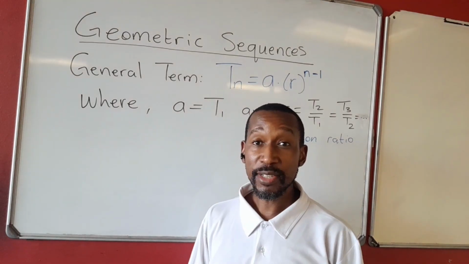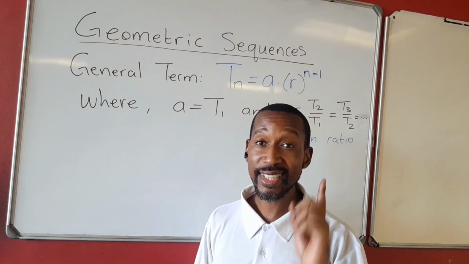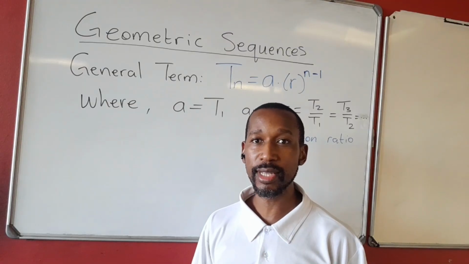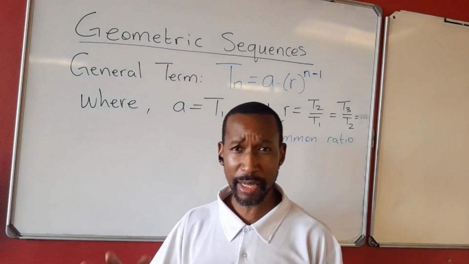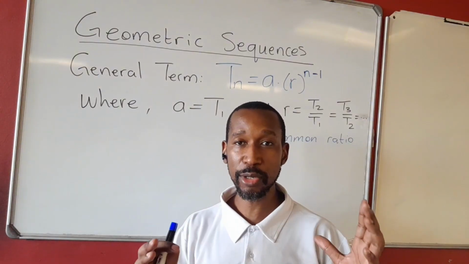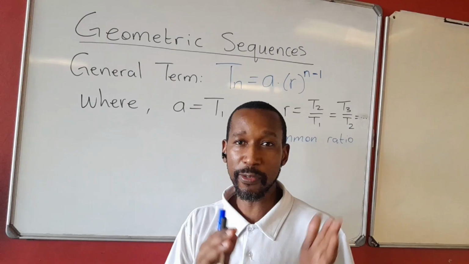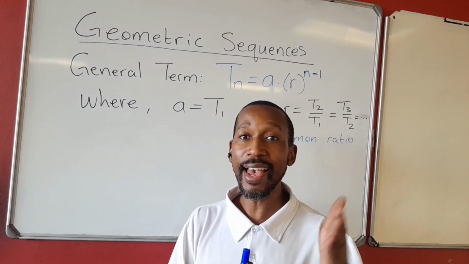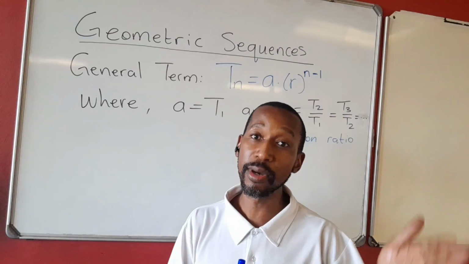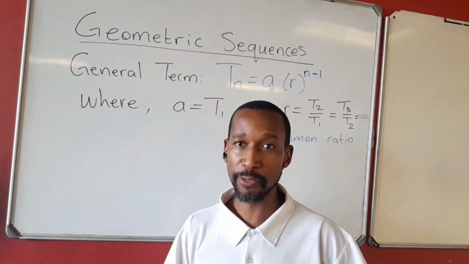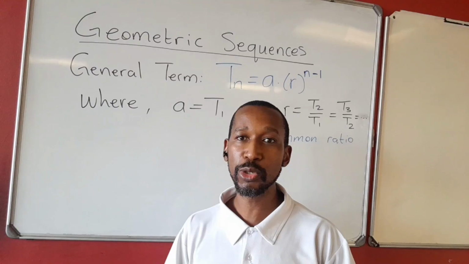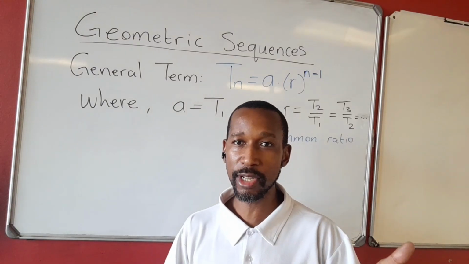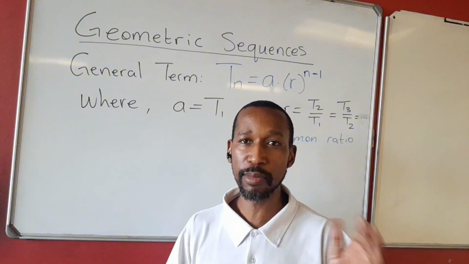Hi, in this video we are going to talk about geometric sequences. Now geometric sequences are different from arithmetic ones, because arithmetic sequences are number patterns in which, from the first term to the next term, we are adding or subtracting a particular number continuously, and it's the same number. For example, 2 plus 2 is 4, then 4 is the next term, plus 2 is 6, 6 is the next term, and so forth.